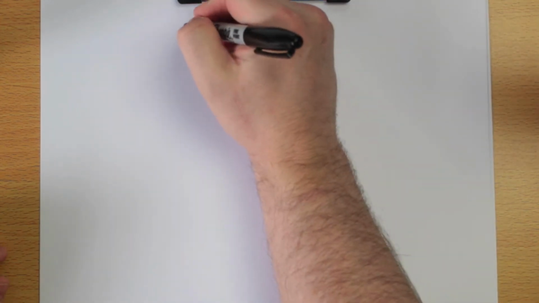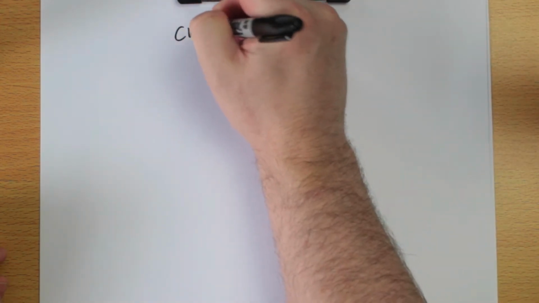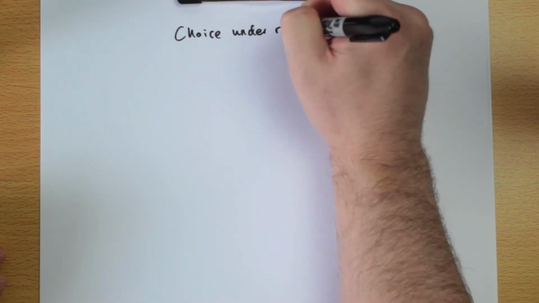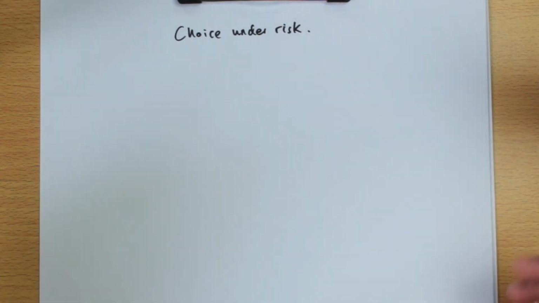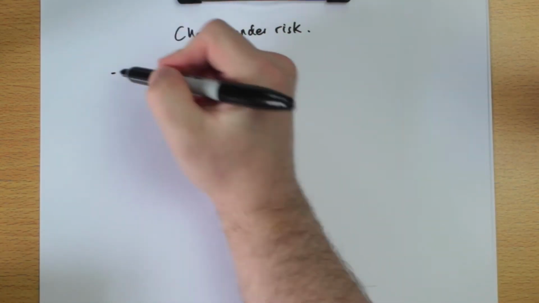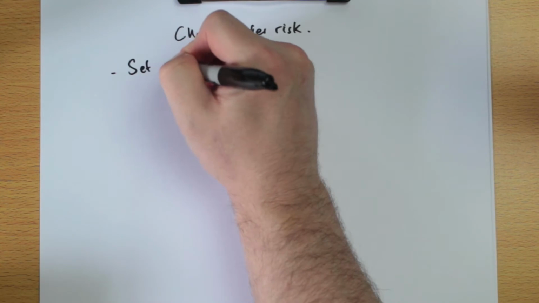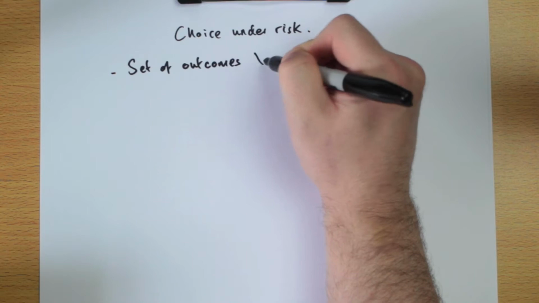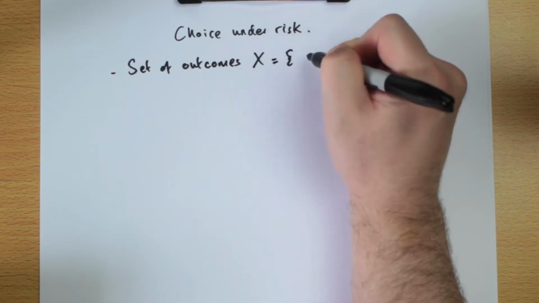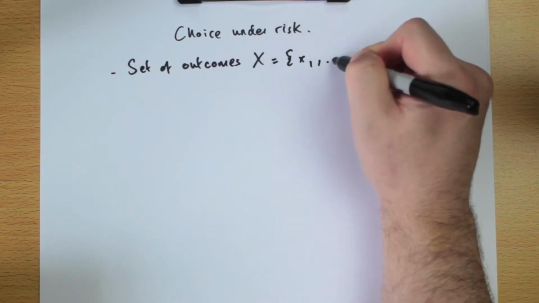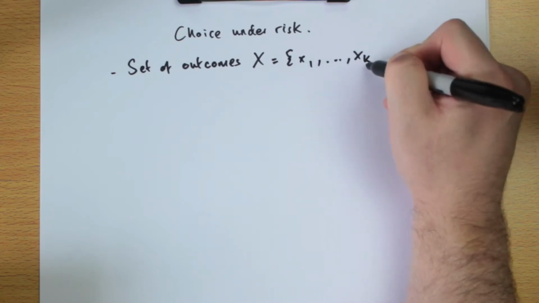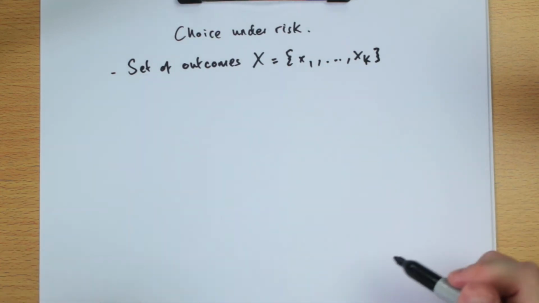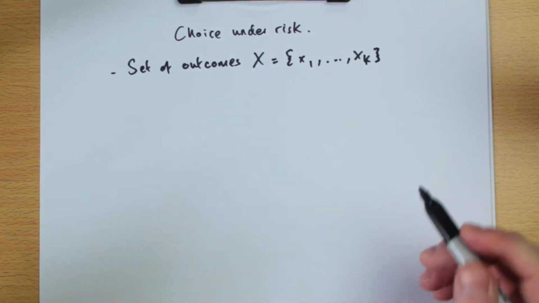Okay, so let's introduce the framework for choice under risk, which is the big topic today. We're still going to work with a set of outcomes, as we did for riskless choice. So we'll work with a finite set x1 to xk for some finite number k. And the objects of choice in this case will be different.